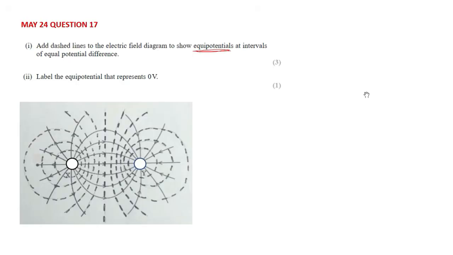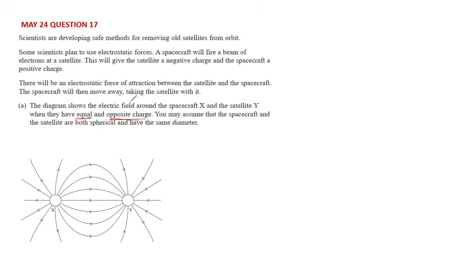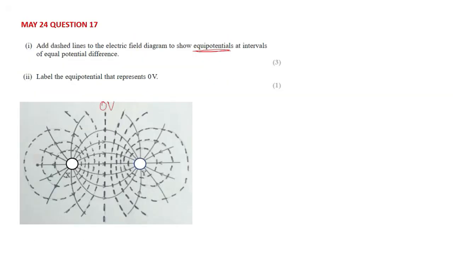Next, label the equipotential that represents 0 volt. So 0 volt has to be over here. The middle line represents 0 volt. I'll tell you why. This is the spacecraft and this is the satellite, right? Spacecraft is X, satellite is Y. So spacecraft gets a positive charge and satellite gets a negative charge.